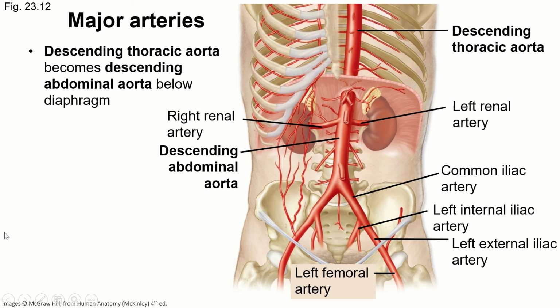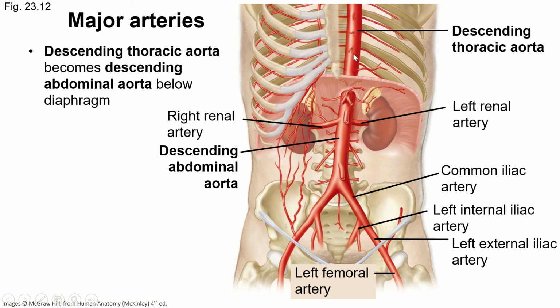Now let's talk about the major arteries that branch directly off of the aorta in the abdominal cavities. Most of these are going to provide blood to the digestive system.